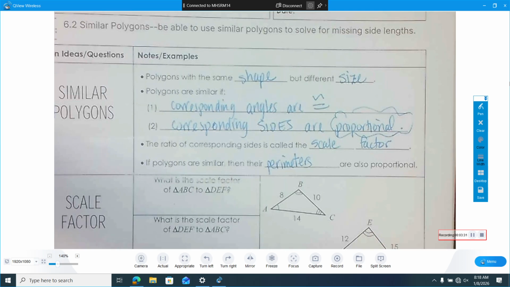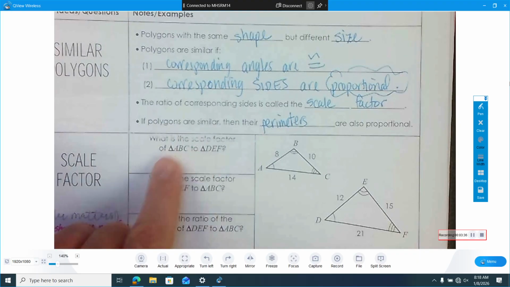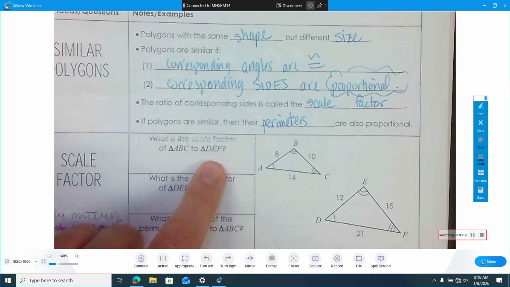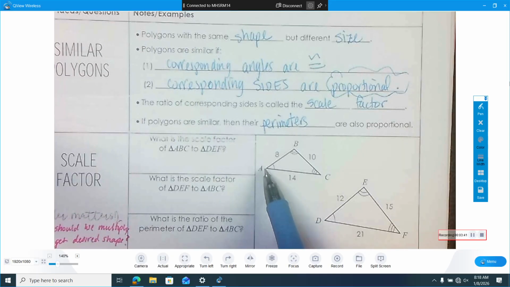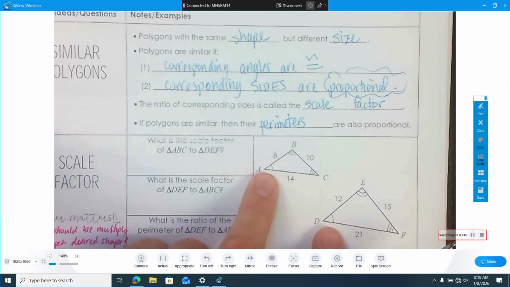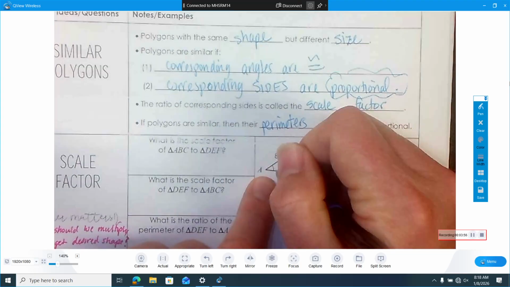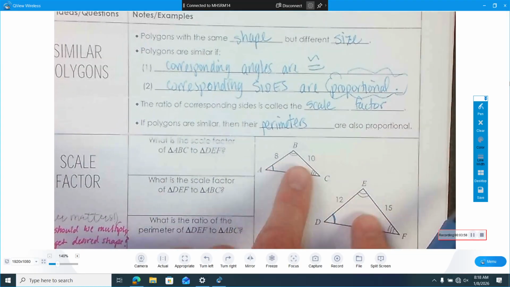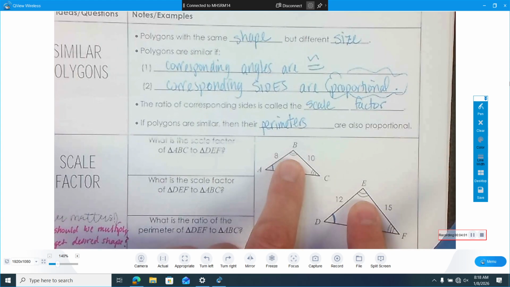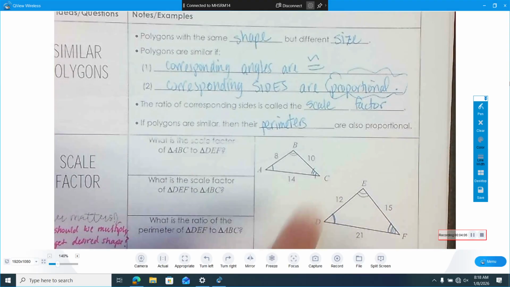All right, so we want to look at scale factor a little bit here. What is the scale factor of triangle ABC to triangle DEF? You can see here we have triangle ABC, and the bigger triangle is DEF. And you'll also notice that we have 3 pairs of corresponding angles that are congruent. So angle A is congruent to angle D. It's really important that we recognize that. Angle B is congruent to angle E, and angle C is congruent to angle F, with those triple marks, okay?